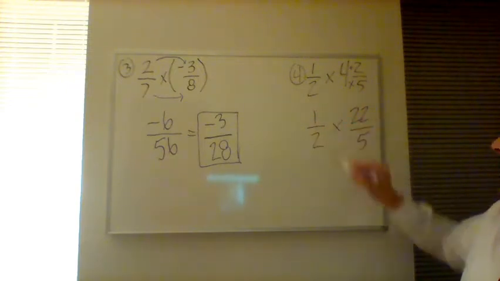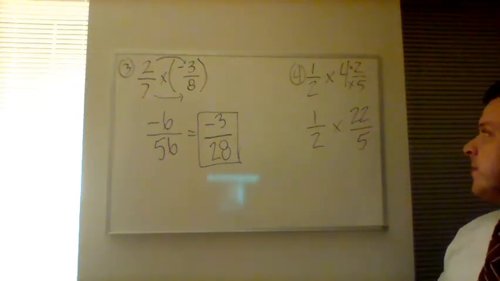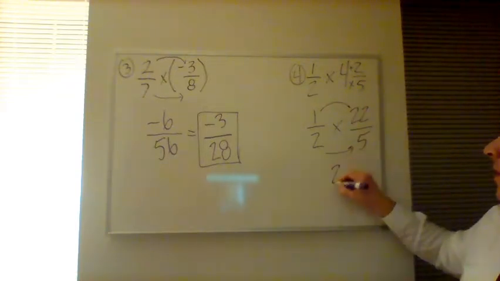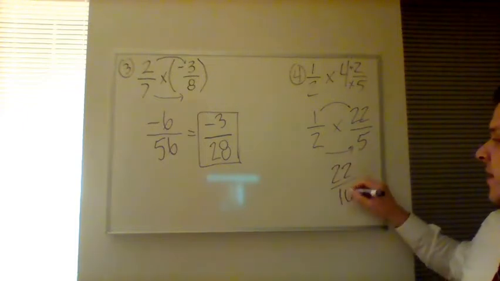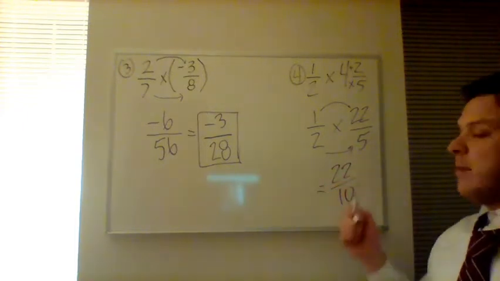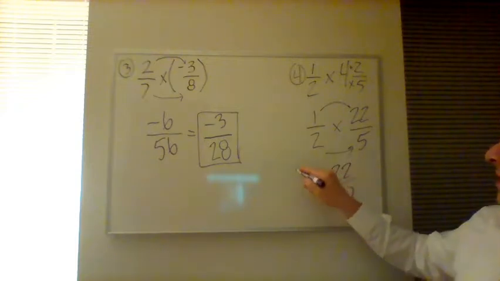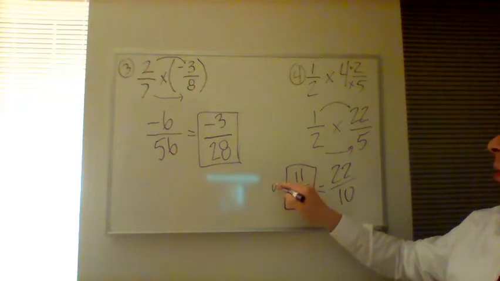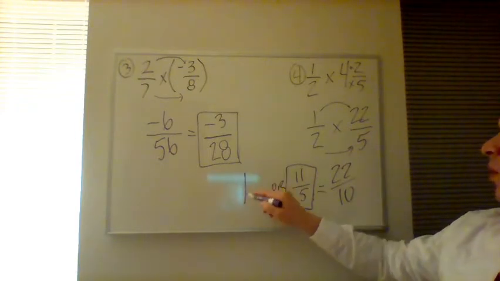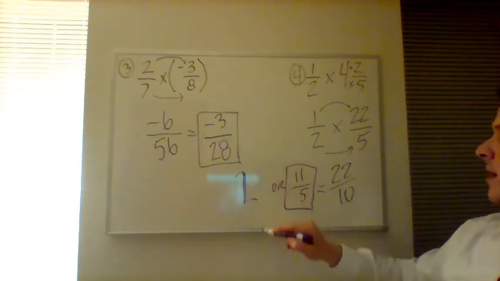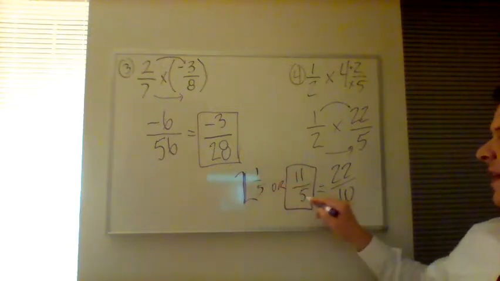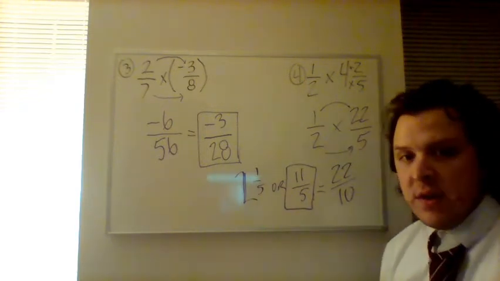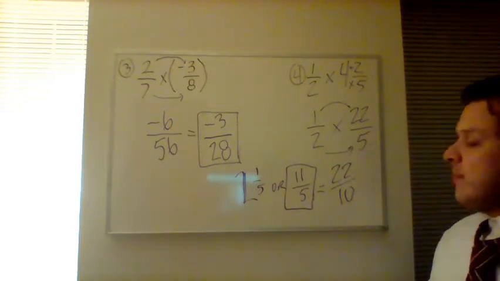And now I have 1/2 times 22 over 5. Let's go ahead and times straight across. 1 times 22 is 22, and 2 times 5 is 10. We know we can reduce this if we divide both of them by 2. 22 divided by 2 is 11, and 10 divided by 2 is 5. So I have 11/5, or if you want to write it as a mixed number, it would be 2 1/5 here, because 5 goes into 11 twice. It would be 10, and the remainder would be 1. So this one we make into an improper fraction and then multiply.